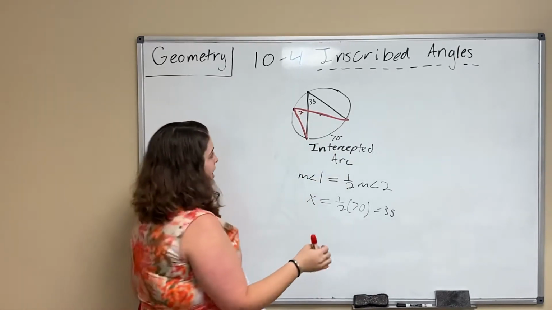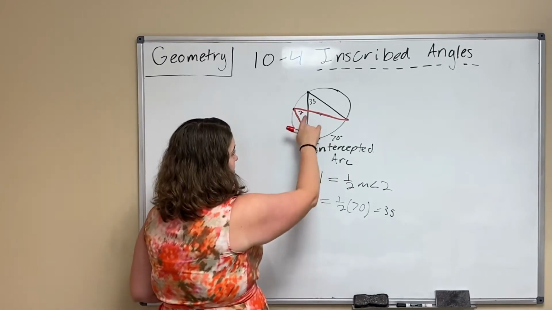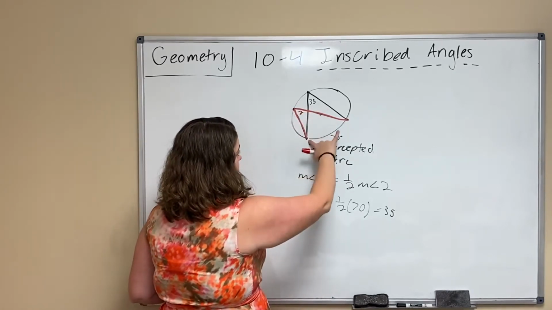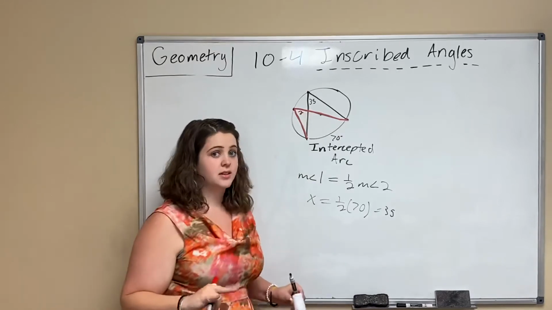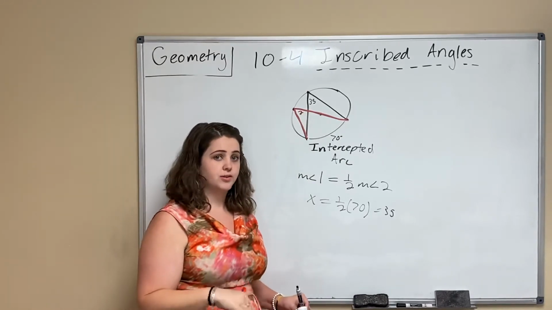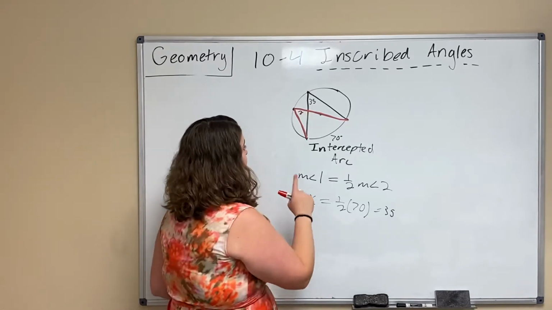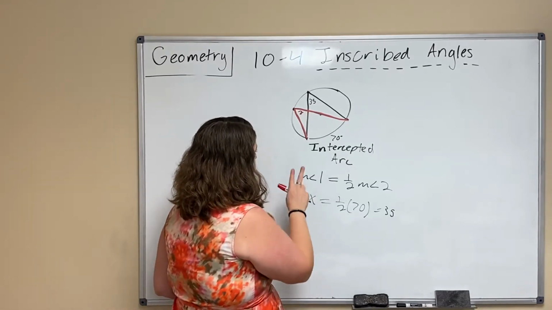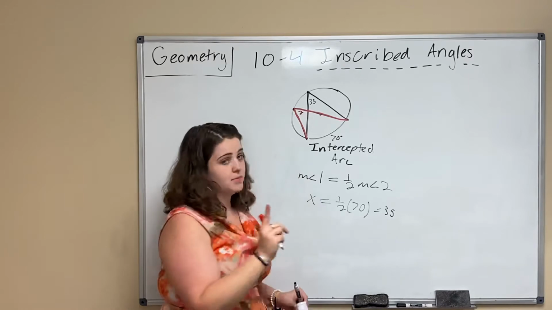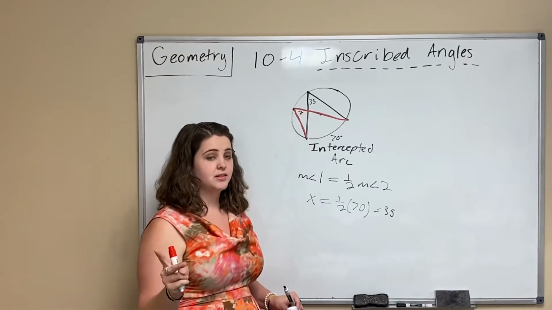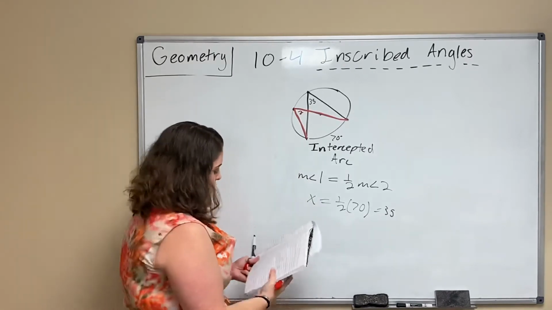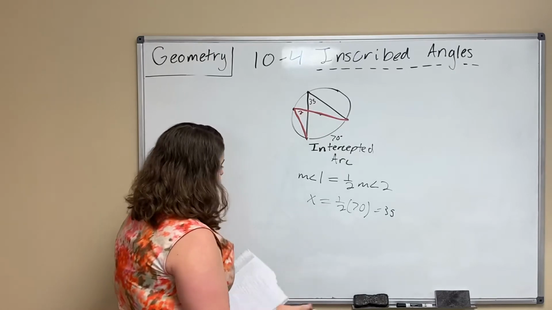So anytime I have two inscribed angles with the same arc length, the angles will also be congruent. And the opposite is true as well. If I have two inscribed angles with the same angle measurement, that means they're going to have the same arc length as well.